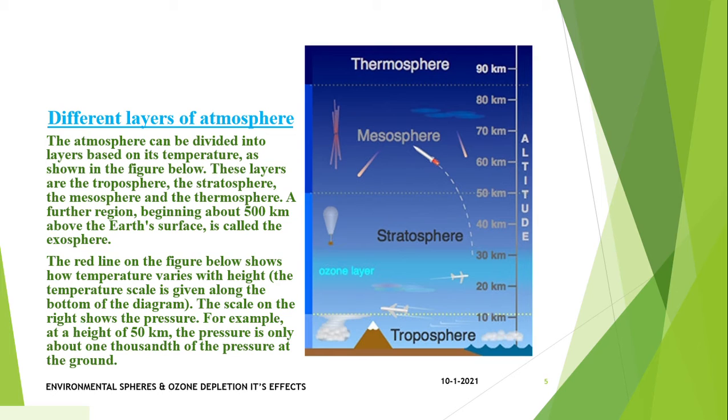The temperature range and trends are minus 58 degrees Celsius to 2 degrees Celsius, which means it increases. The increase in temperature with height occurs because of absorption of UV rays from the sun by ozone. Then we have mesosphere, 2 degrees Celsius to minus 93 degrees Celsius. The temperature decreases. Here the temperature again decreases with height, reaching a minimum of about minus 90 degrees Celsius at the mesopause.